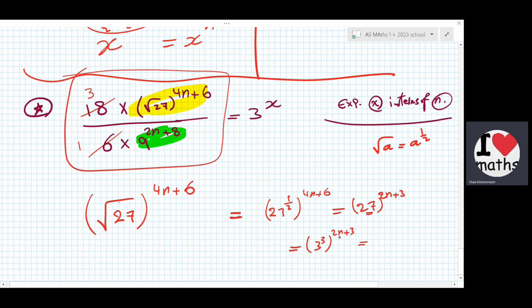Again, I have an inner and an outer power. What should I do? Tell me. 3 times the inner power with the outer power, these get multiplied.